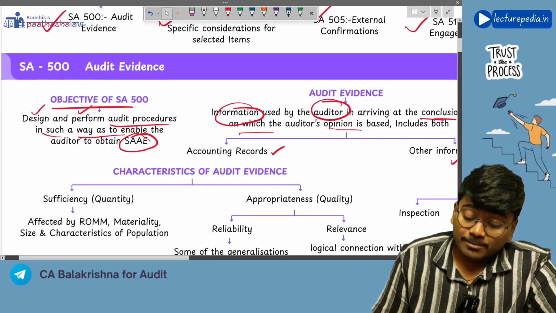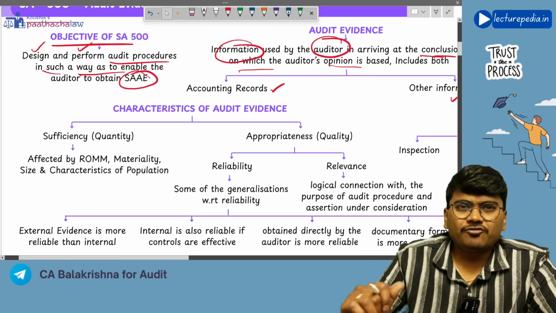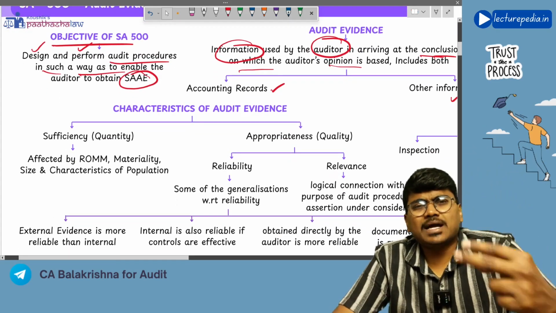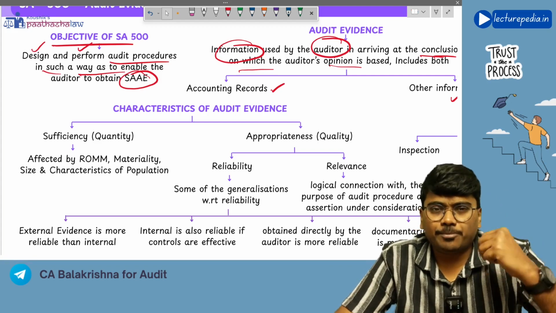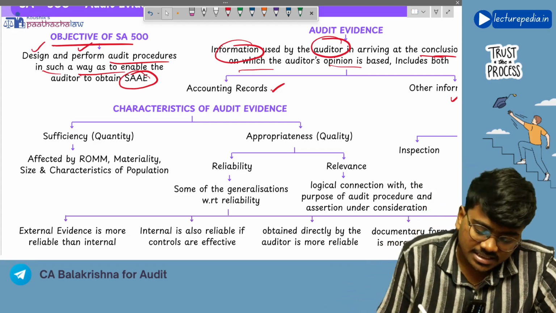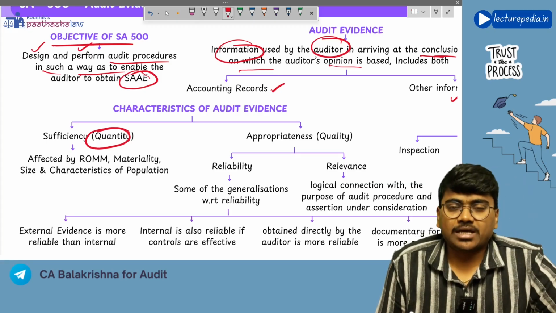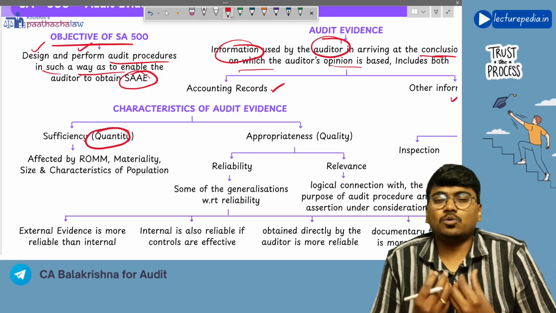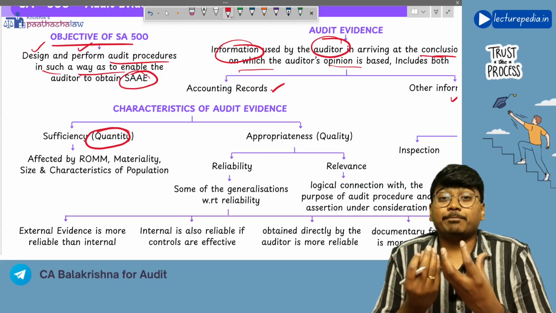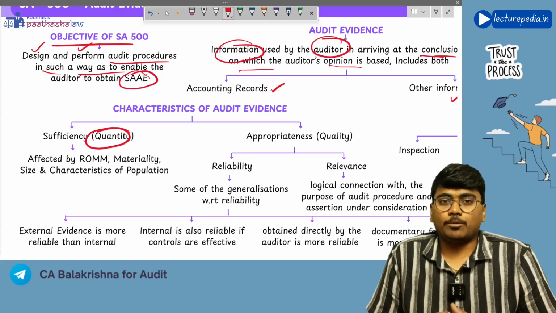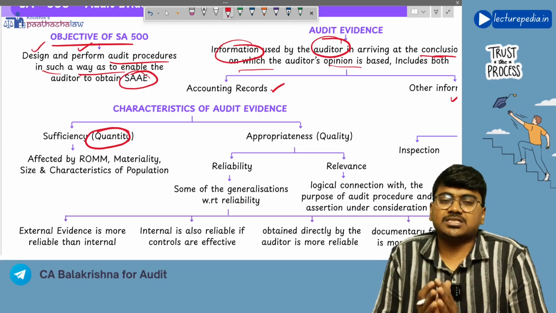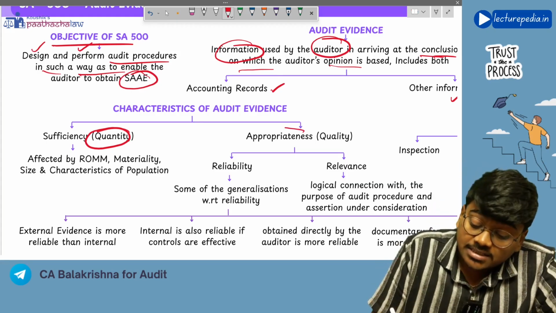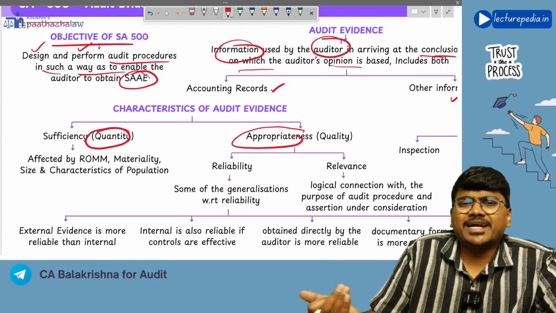Now, coming to the characteristics of audit evidence, as I told you, there are two: the first one is sufficiency, the second one is appropriateness. Sufficiency deals with quantity. It is a quantitative aspect, like the number of evidences or the amount of evidence that you have to obtain. Appropriateness is a qualitative aspect.